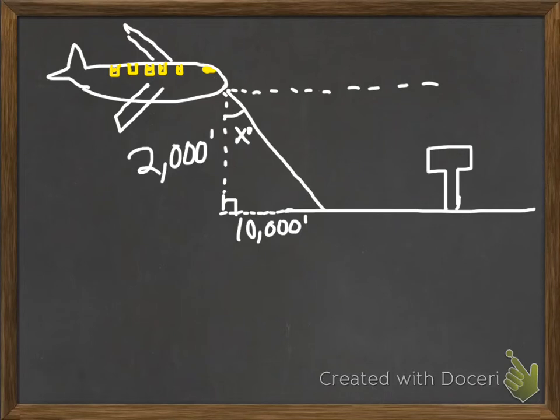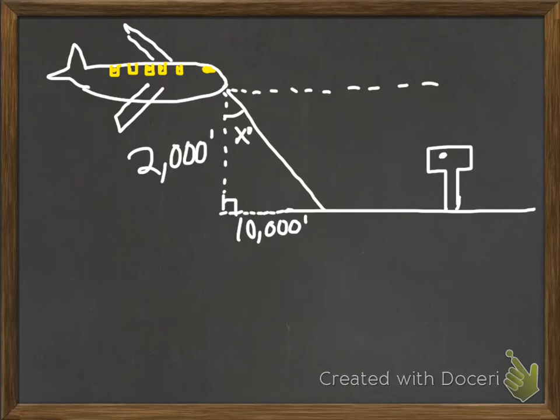The next example, we are in an air traffic control tower, and there's an airplane coming in to land. The airplane tells us that it's 2,000 feet in the air and that it's about 10,000 feet from the runway. Now we're going to forget about how fast it's going just for the sake of the problem. The pilot wants to know, what should my angle of descent be?